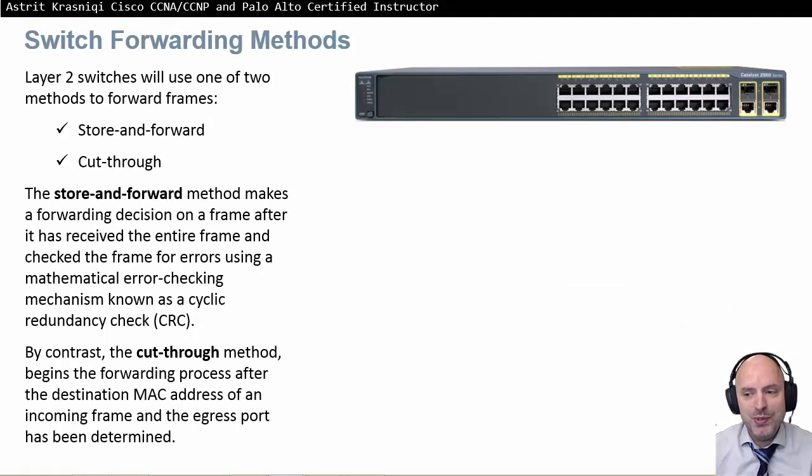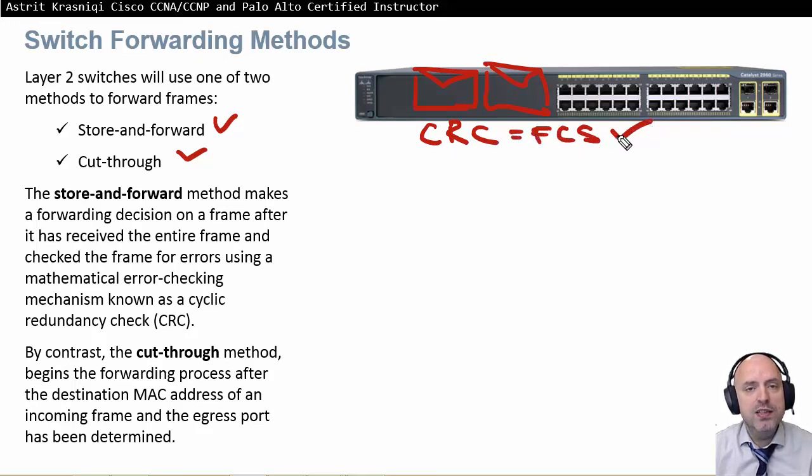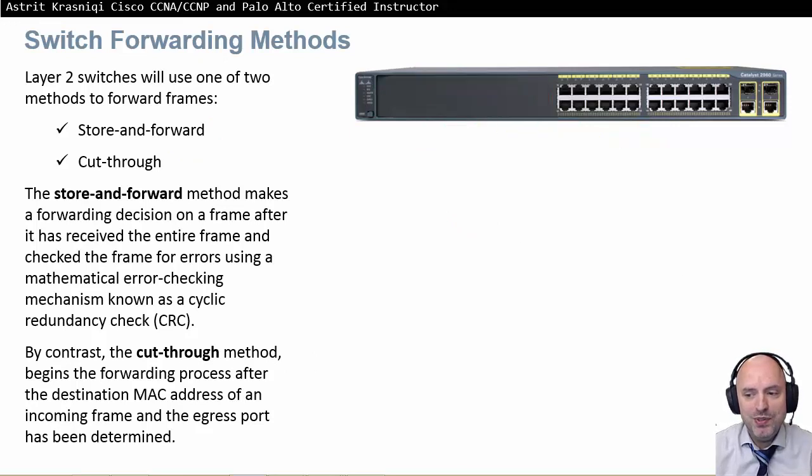Now there's two types of switches. We have store and forward switches and cut-through switches. Store and forward will take the whole frame and store it in memory before they forward it. They will make sure the CRC, which is the frame check sequence, is correct once they compute it. If that's valid, then they will forward. Store and forward switches will not forward any corrupted frames. While cut-through, as soon as they read the destination MAC address, they will forward the frames.